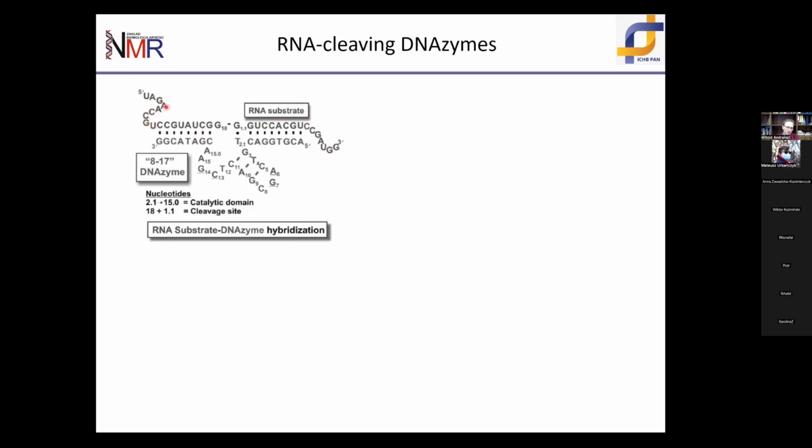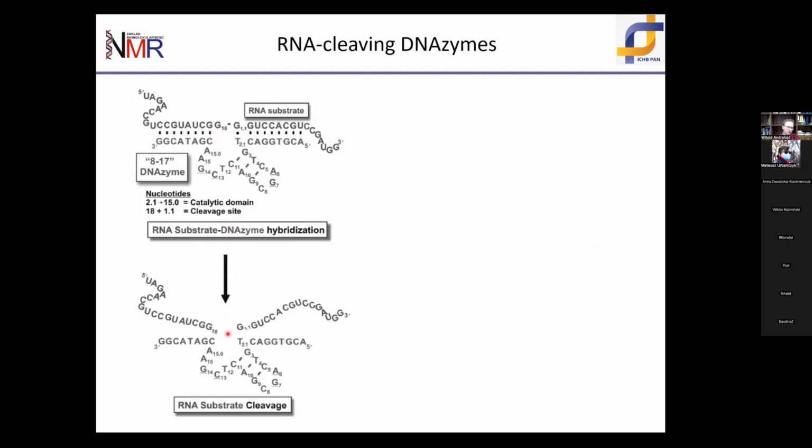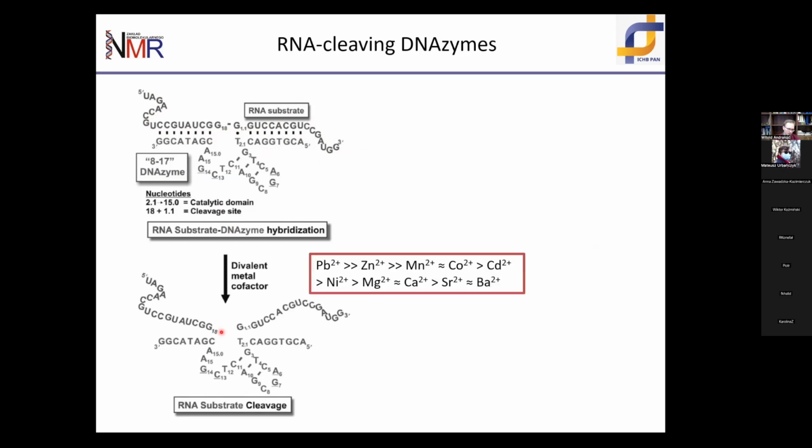This is this strand at the top, bind to it, and then cleave it in a very specific place in the structure. What's, however, crucial, it cannot do it without binding a divalent metal ion cofactor. And it's not very choosy. It can bind a lot of metal ions.